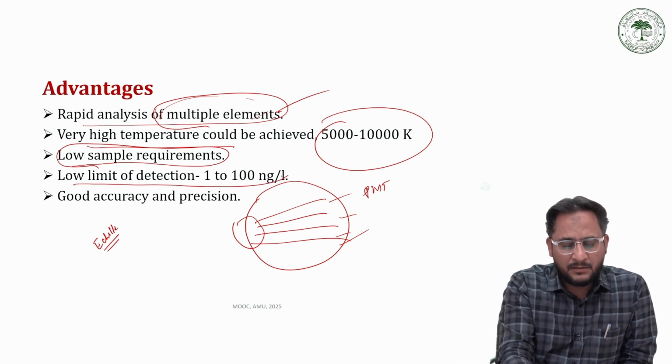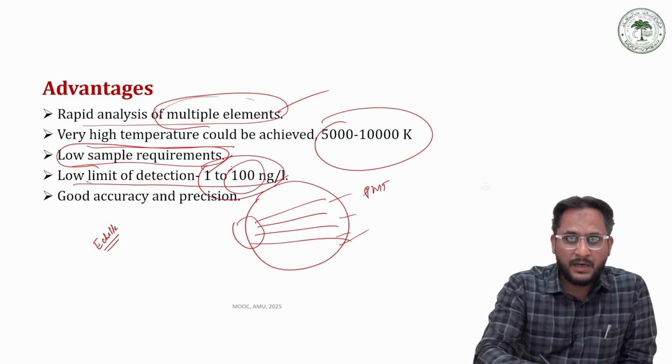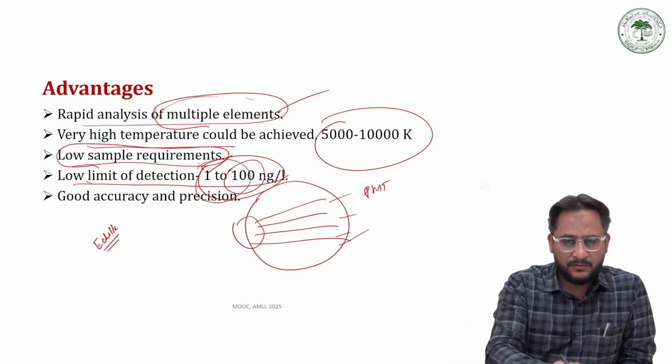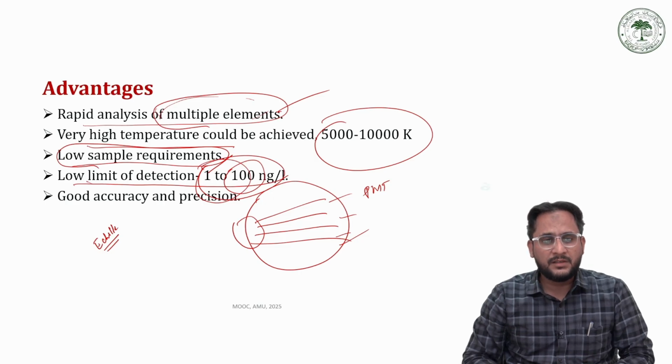Further, the limit of detection is very good. We can go as low as 1 nanogram per liter, and as high as 100 nanogram per liter, so the range is very good. Even higher as well as low concentrations can be analyzed by this technique.